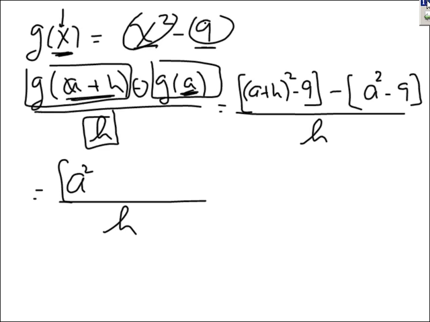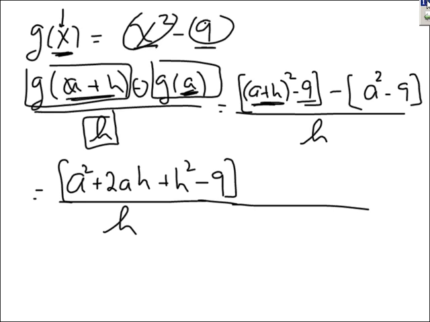Okay, so a plus h squared. A is the first, h is the second. You get the first squared, a squared, plus 2 times the first times the second, 2ah. Write the h a little bit bigger. Plus, then you got the second squared, h squared. That's just a plus h squared. Don't forget to take away 9. That's the first bracket simplified.